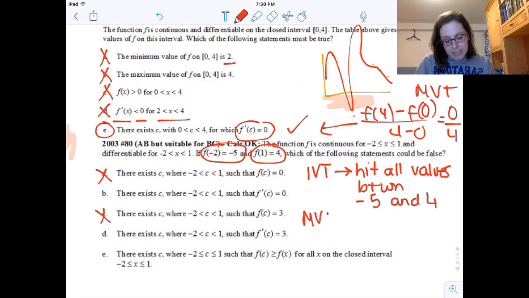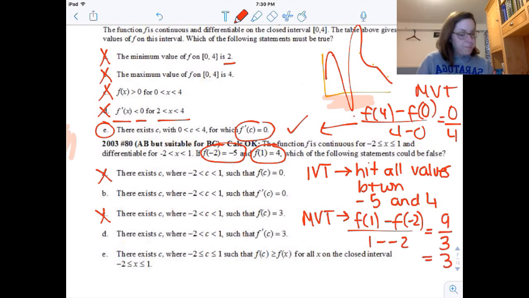MVT says that your average rate of change has to equal your instantaneous. So your average rate of change here would be F of 1 minus F of -2 over 1 minus -2. So that's 9 over 3, which is 3. So here's what this says: that my derivative must equal 3. Guess what? That means D is true. Now, I don't know about B. I didn't just prove that. So my guess is that B is the one that's false.